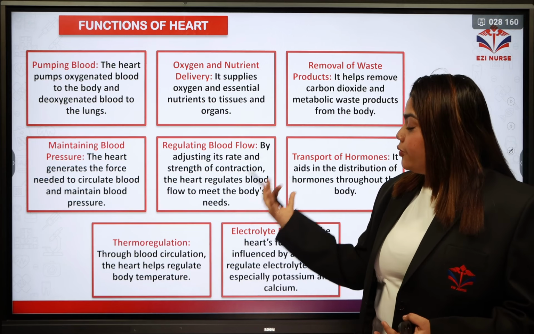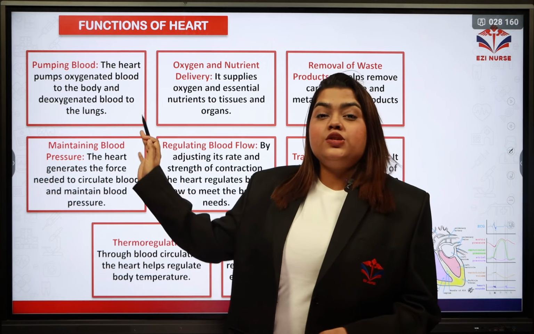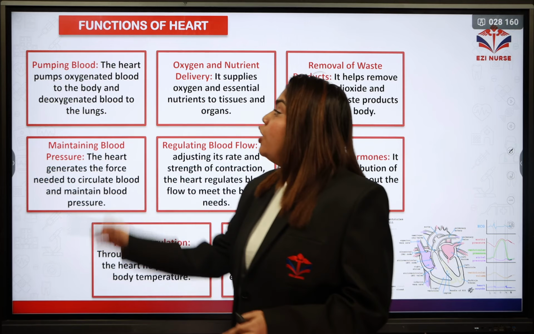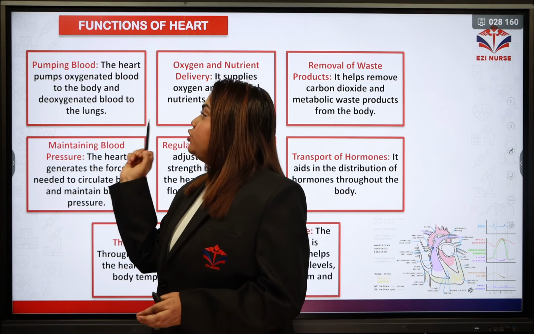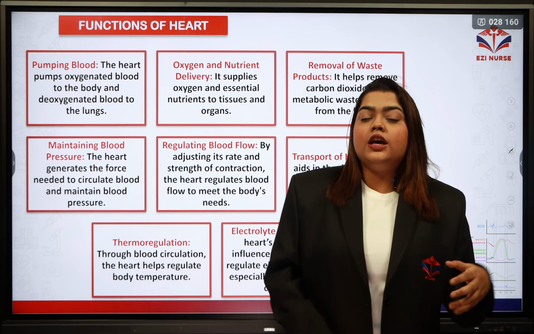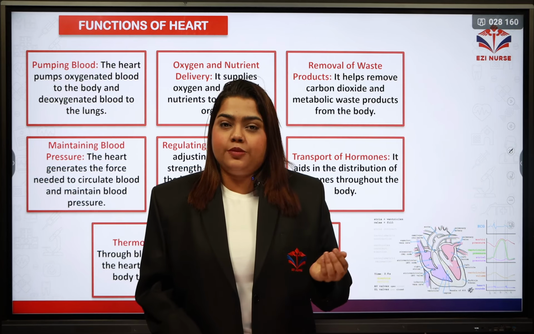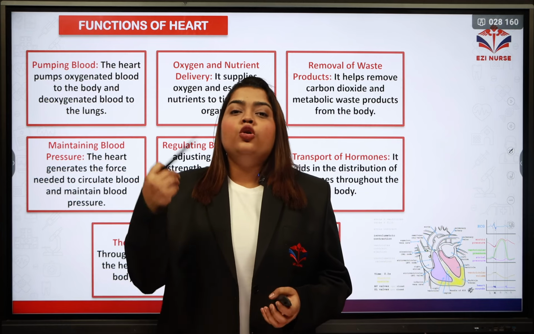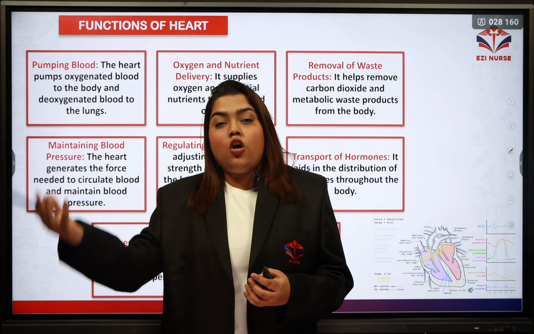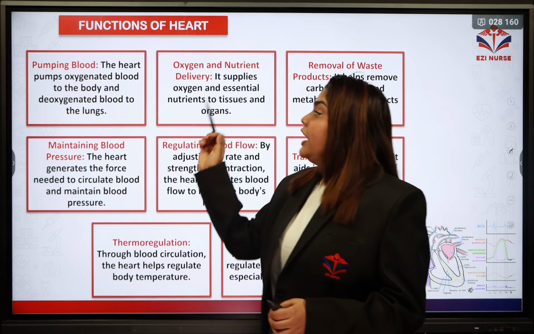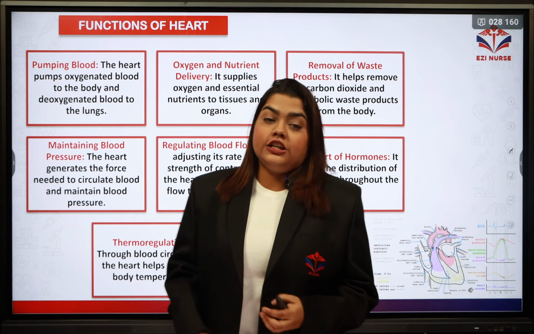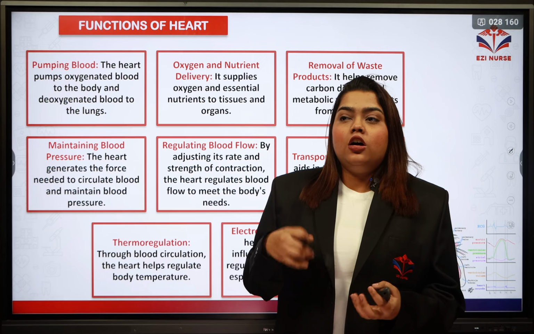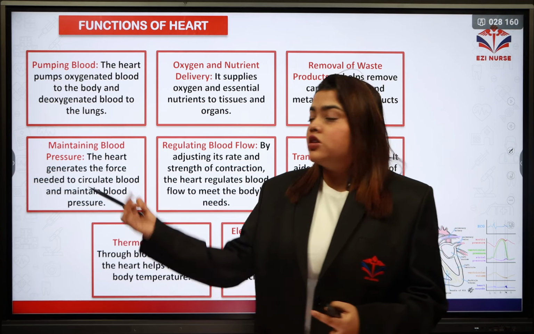So let's see the main functions of the heart. The first one is pumping blood. The heart will pump oxygenated blood to the body and deoxygenated blood to the lungs. The heart pumps oxygenated blood and sends it all over the body, to cells, tissues and different organs, to give them oxygen, and it sends the deoxygenated blood to the lungs to be converted again into oxygenated blood.